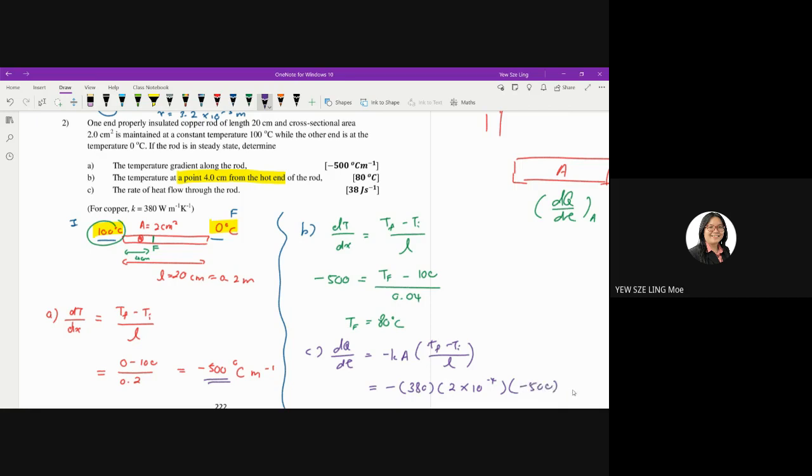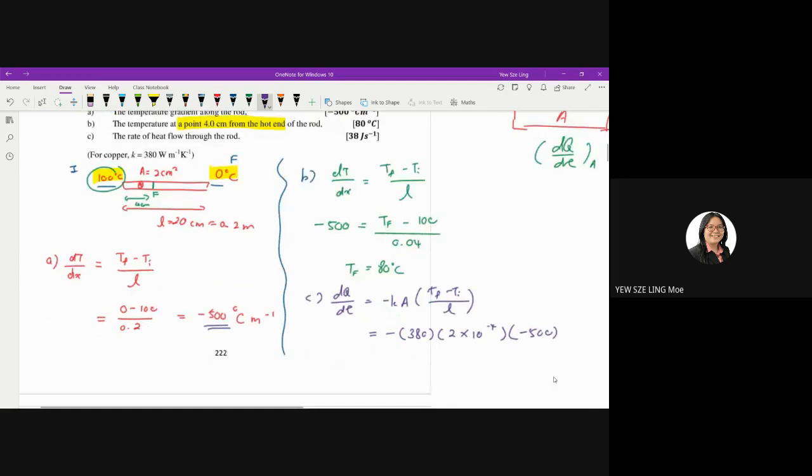Okay, because now you're looking at the whole rod. Therefore, we look at the value from question A. So it is then equal to 38 joule per second. Okay, 38 joule per second. So remember, 20 cm, 2 cm square, 2 cm square is not 2 times 10 to the power of negative 2 meters square. It is 2 times 10 to the power of negative 4 meters square.